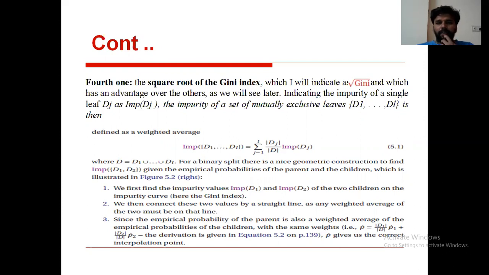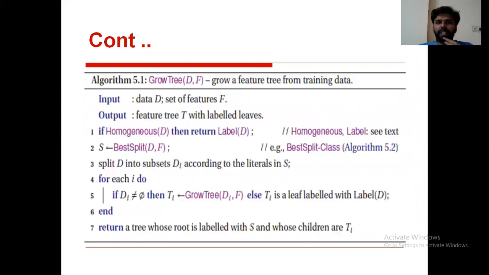And I already explained one algorithm also to construct a decision tree. The algorithm is the GrowTree algorithm, using three important functions. One is Homogeneous of D, the second one is Label of D, and the third one is BestSplit of D comma F, right? I already explained what Homogeneous is. In Homogeneous of D, D indicates the data set, right? Here this data set is a set of training examples, right? And we are giving F also as a parameter to the BestSplit function. Here F indicates the feature set.